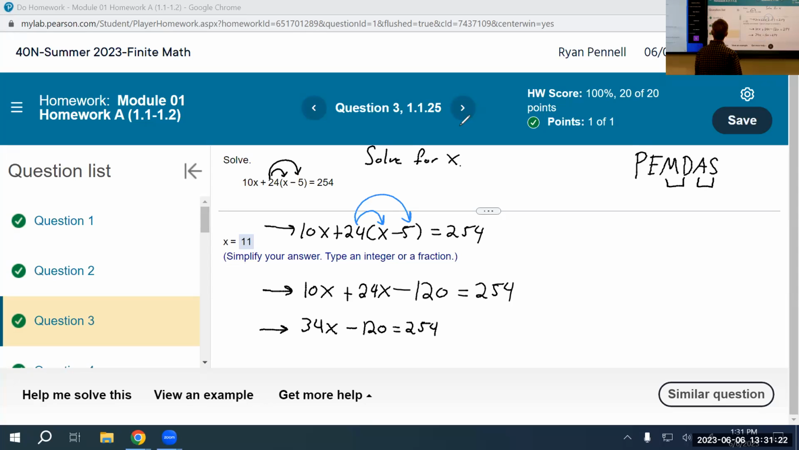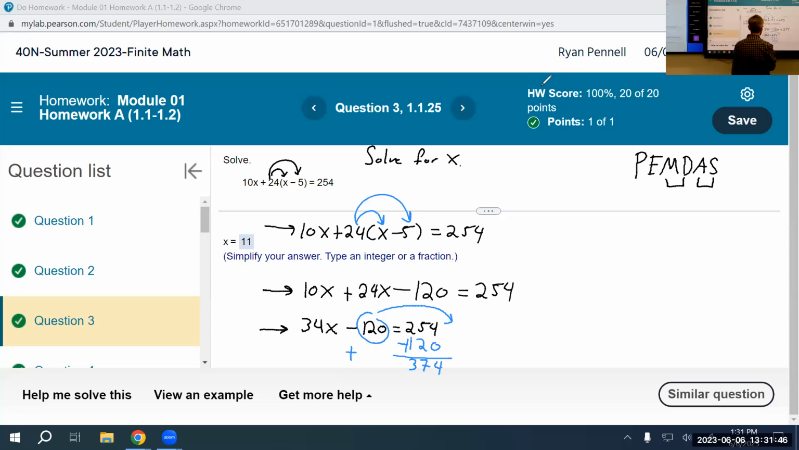So we need some way to get x just isolated. How do you isolate x? Well, I'm going to get that 120 to the other side. Whatever number you get, you want to get to the other side. How are we going to do that? In this case, we're going to add 120 to both sides.